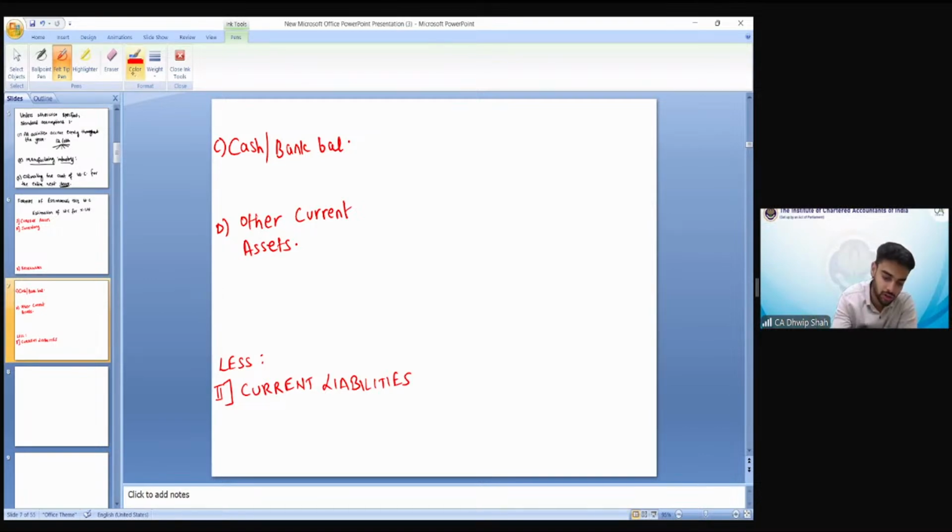What do you call it? Gross working capital. The total of current assets is called gross working capital. This might be asked in your MCQ: the total of current assets is called so and so. So the total of current assets is called gross working capital.